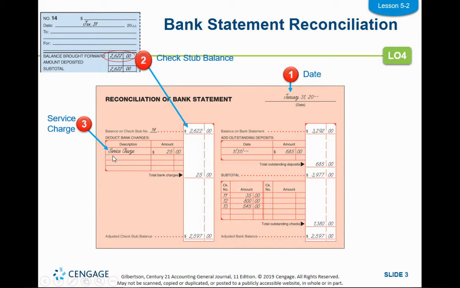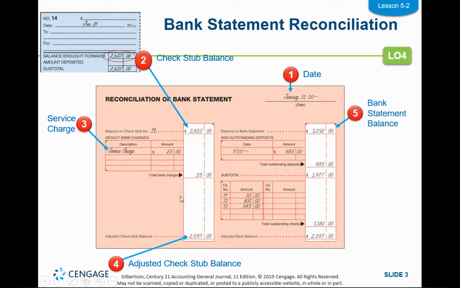Then that service charge, and if you remember back on the statement, it had that $25 service charge up there. So this is what we show we have in our bank account. Then we have to take this service charge out. We weren't showing that to start out with. So we bring that over. Sometimes you have multiple charges. We just have one here. Then we're going to subtract this $25 from our balance, and that gives us our new adjusted check stub balance.